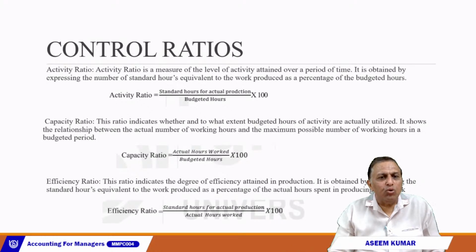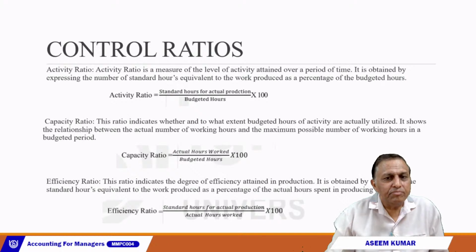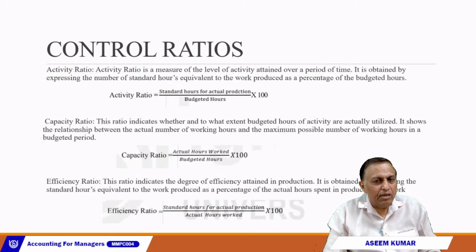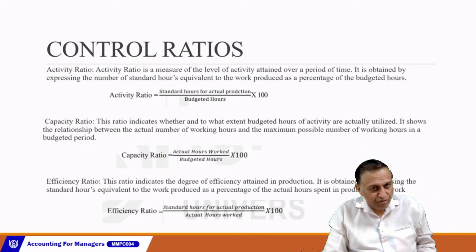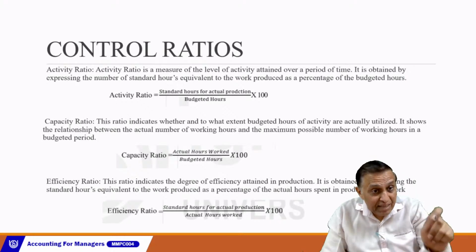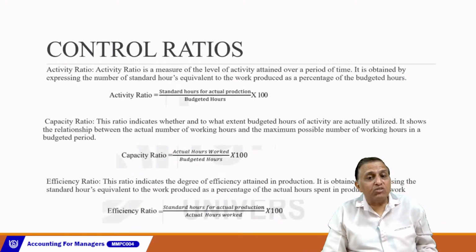So the activity ratio is a measure of the level of activity attained over a period of time. It is obtained by expressing the number of standard hours equivalent to the work produced as a percentage of budgeted hours. Now, standard hours for actual production, budgeted hours. You just get to know how much activity you are supposed to go for.